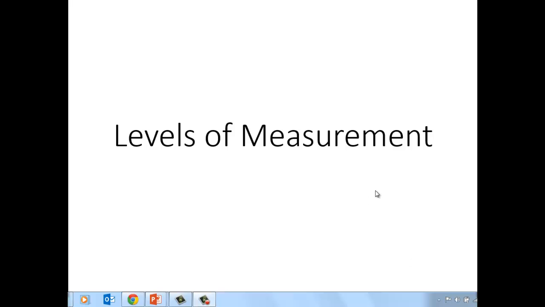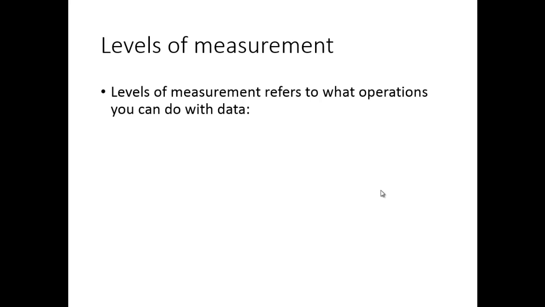These slides are going to deal with levels of measurement. When we talk about levels of measurement, we're really referring to what operations you can do with some type of data. So we have data, and we're going to find its level of measurement. The kinds of things we might be interested in: can you order the data? Can you go from small to big, worst to best, those kinds of things?